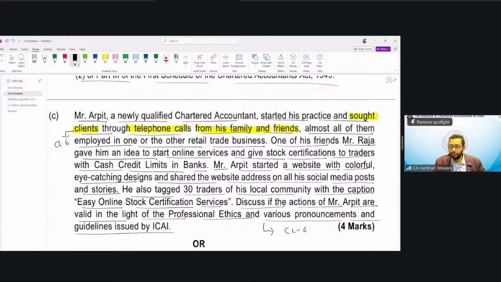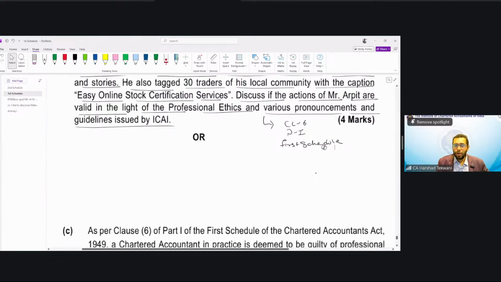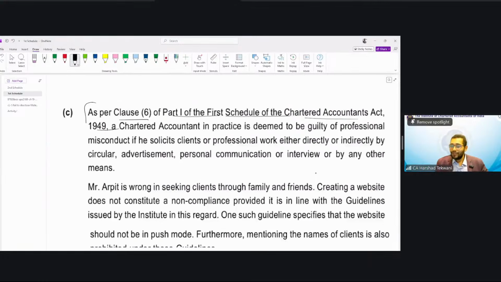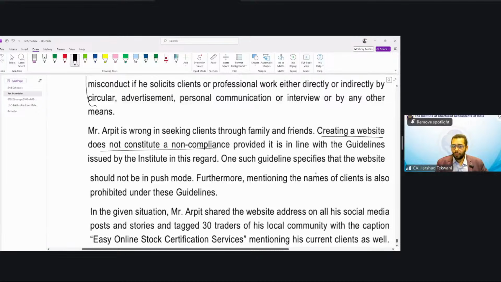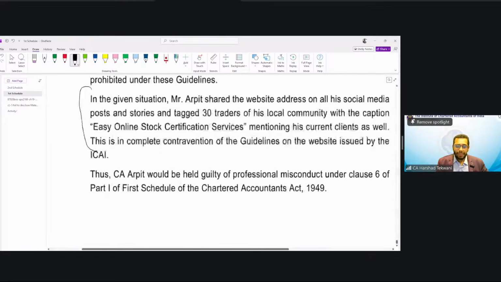Clear with this? And if you see the answer, Clause 6, Part 1 of the First Schedule of the CA Act, you need to specify. Plus, you need to specify that creating a website does not constitute a non-compliance, provided it is within the guidelines. Okay, it should not be on the push mode. So you need to specify what has happened in the given scenario, and he will thus be guilty, and you need to give the conclusion. Okay, this is how you need to write the answer.